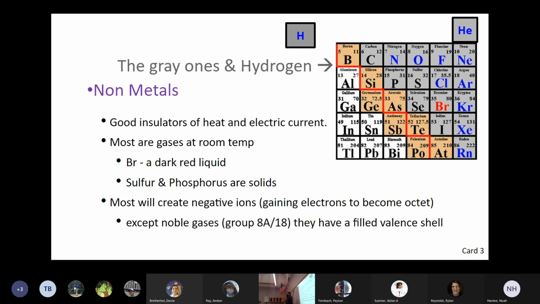The noble gases, which we'll talk about, are going to be their own little colors. The noble gases have a filled shell. They do not lose or gain electrons. They are non-reactive because they have all the electrons in their shell. They don't need any more. They basically do nothing, noble gases.